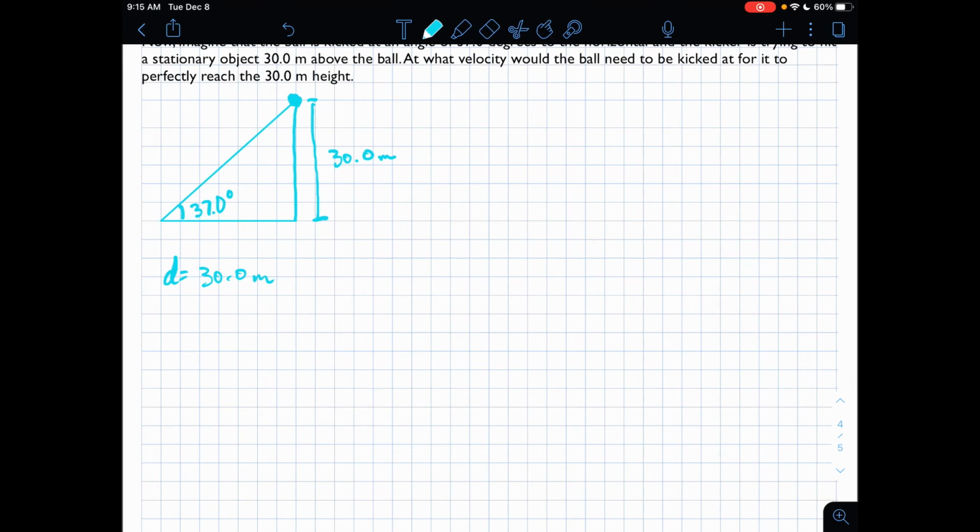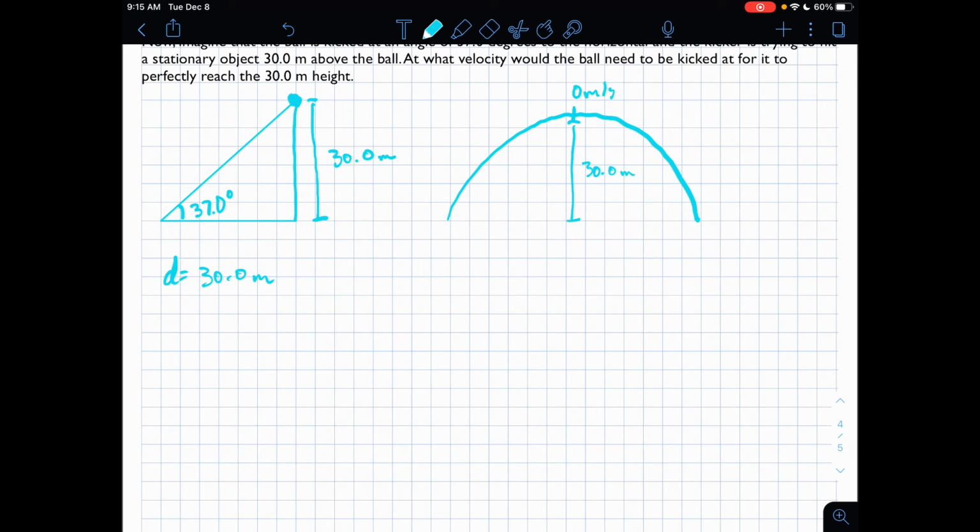And as well, since it is going to perfectly reach the 30-meter height, we know that the final velocity, just one moment, for the ball to reach a perfect height of 30 meters, it'd have to be halfway through the trajectory. And we know that at the halfway point, the final velocity is equal to 0 meters per second.